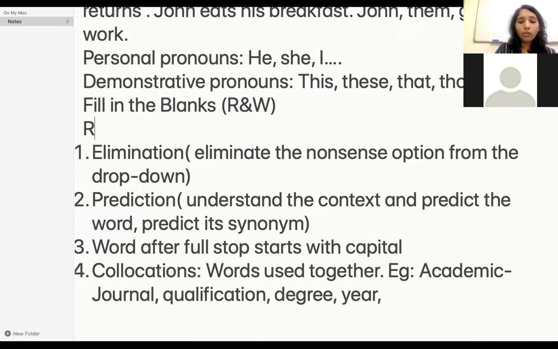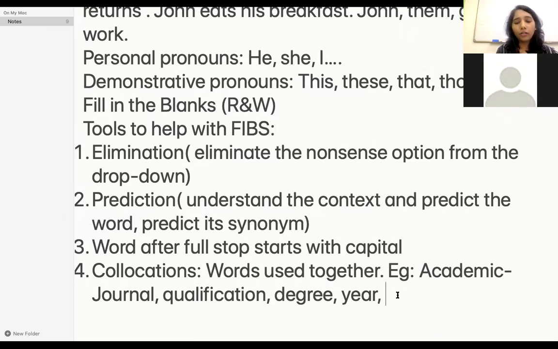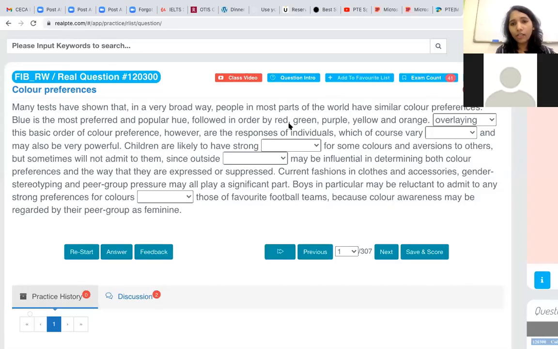So these are the tools useful for your fill in the blank. So collocation is also one important thing. What else could be another important way to attempt this? Okay, let's solve it. While we solve it, I'll explain further. Understand the context, try to eliminate the nonsense options. So when you see this word vary, what's a collocation? It can't be vary absolutely or vary definitely. These are nonsense options, because the collocation is varying widely or varying slightly.